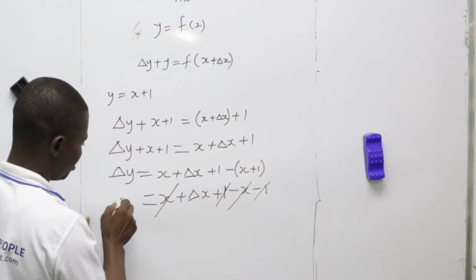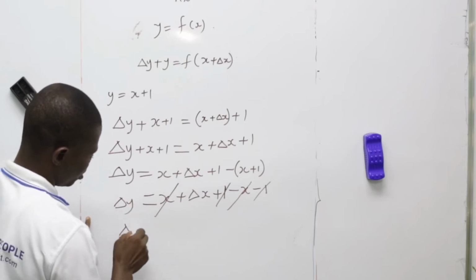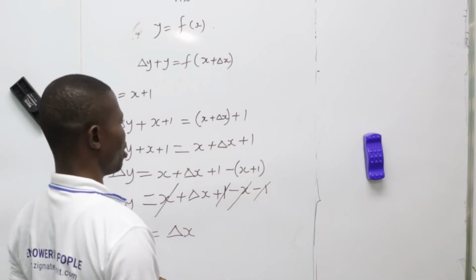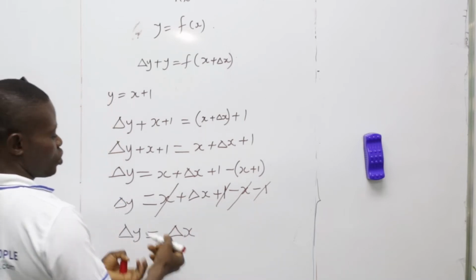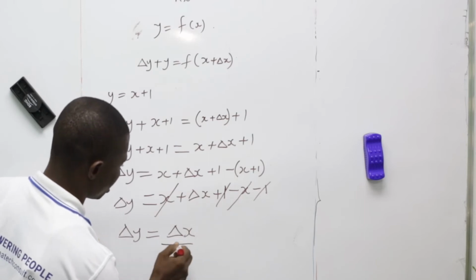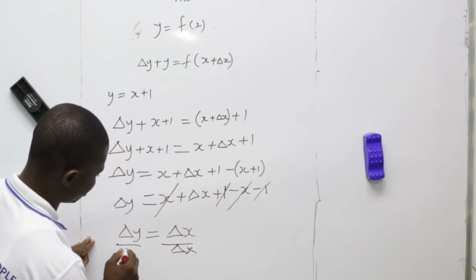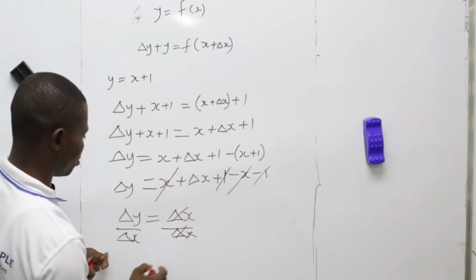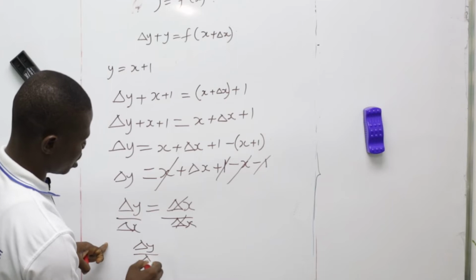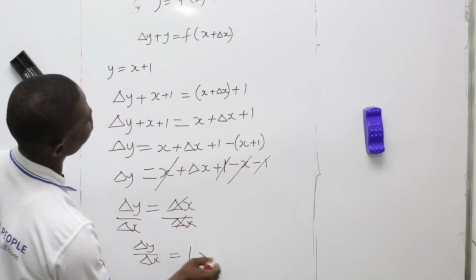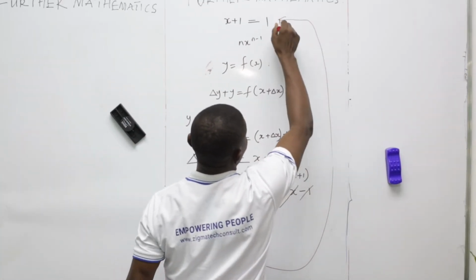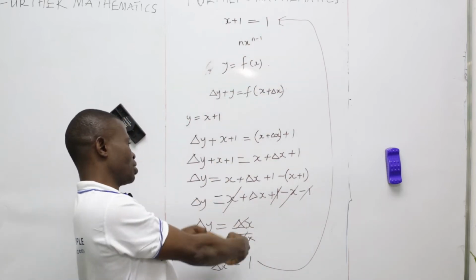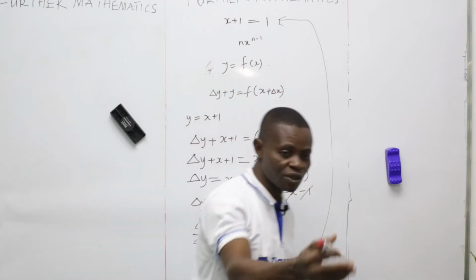What will remain now? Change in y will be change in s only. Now, we will divide through by what? Change in s, meaning dy/ds. Cancel, cancel. dy/ds equals 1. What is going on? Can you see it? 1, 1. But this time around, they chose a more complex form called the first principle.